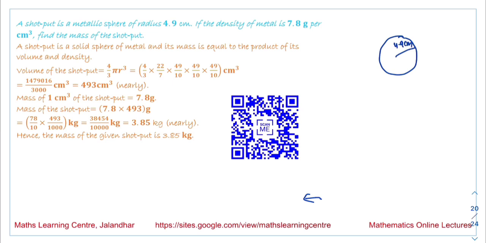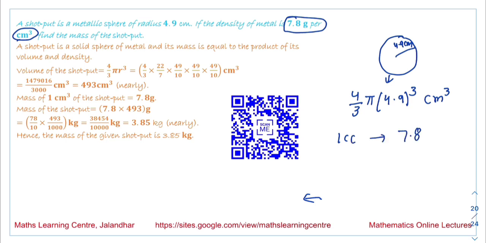If the density of the metal is 7.8 grams per centimeter cube, we have to find the mass of the shot put. So we have to calculate the volume, and the formula for volume is 4/3 π times 4.9 cube. This is in centimeter cube, the volume of this metallic sphere. Now 1 centimeter cube weighs 7.8 grams.